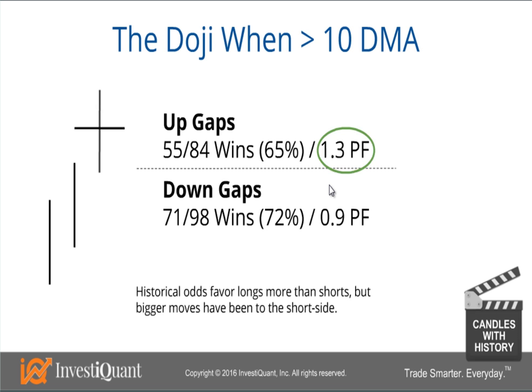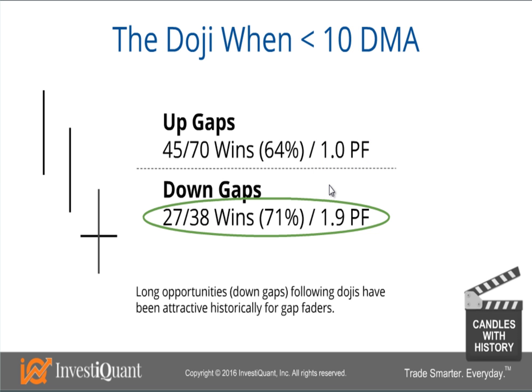If below the 10-day moving average, the opposite is true. Buying down gaps has been the better trade historically, just as I've circled and highlighted for you. So buy down gaps. The market's showing a little bit of indecision. A gap down is a good opportunity to trade the gap. Now, this does not include any intraday stop. This assumes you held to the end of the day.